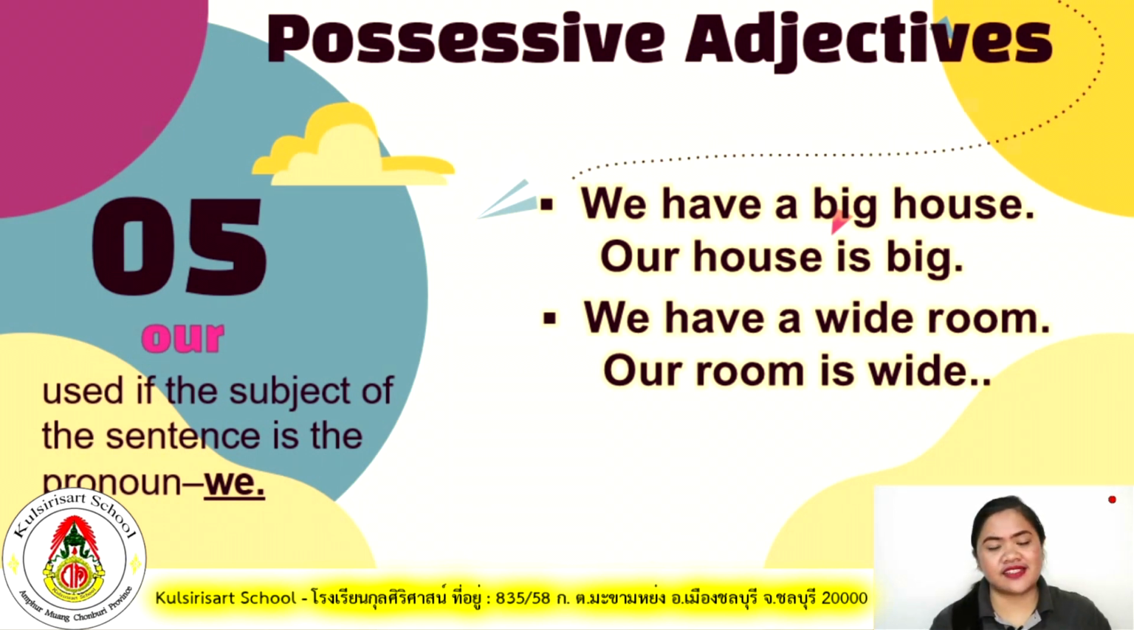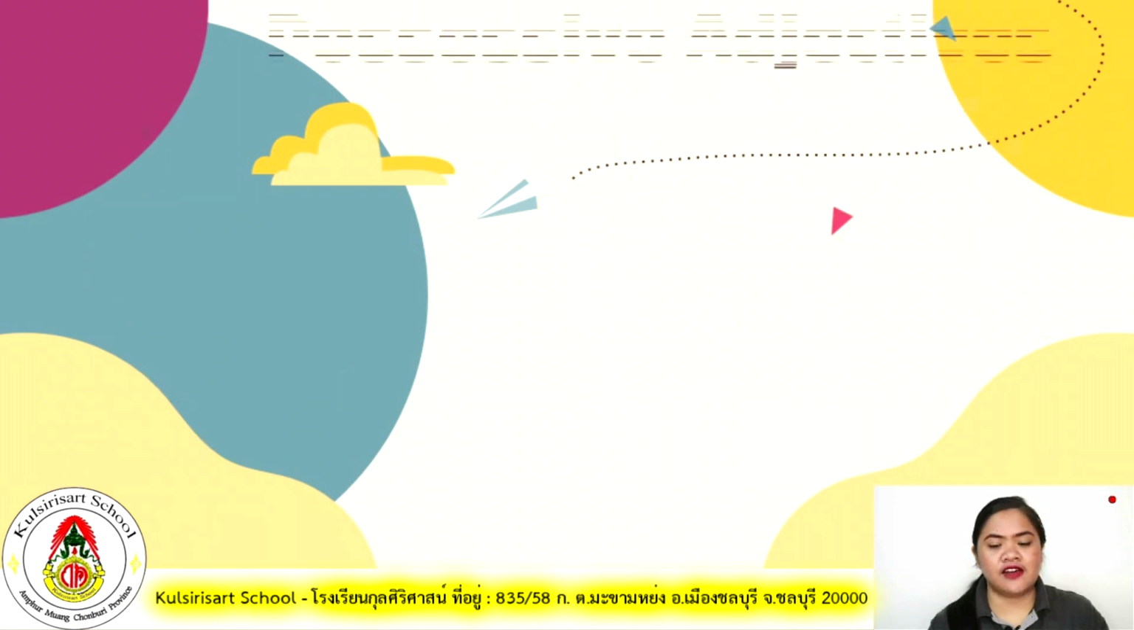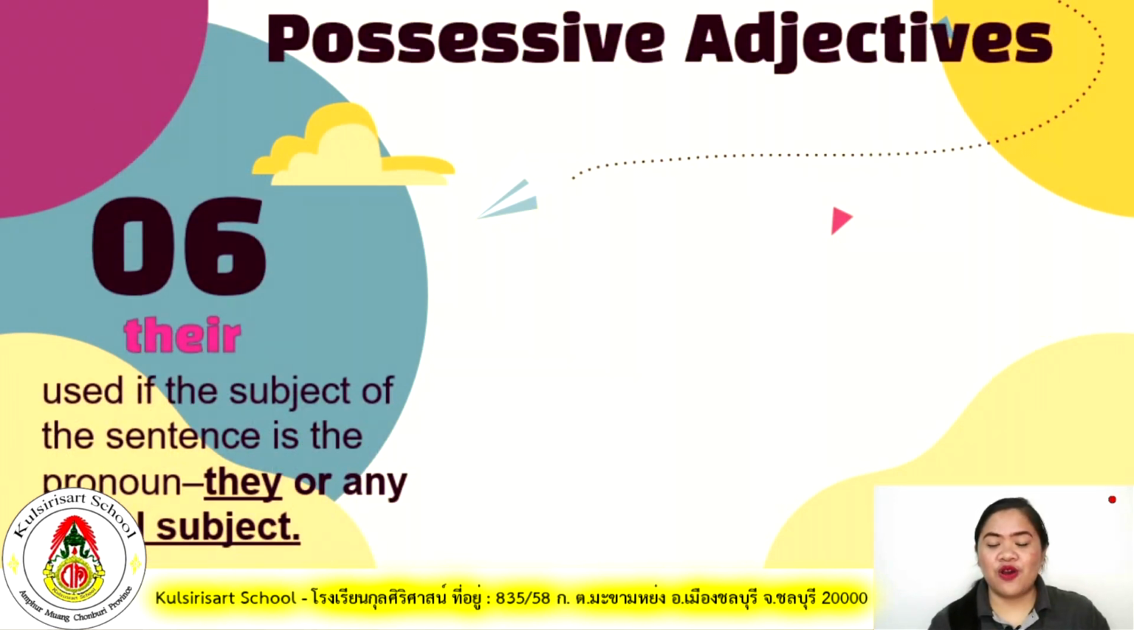The sixth possessive adjective is the word their. Okay, when are we going to use their? Do you know? Let's read. Used if the subject of the sentence is the pronoun they or any plural subject. Okay, it can be they. It can be any plural subject.